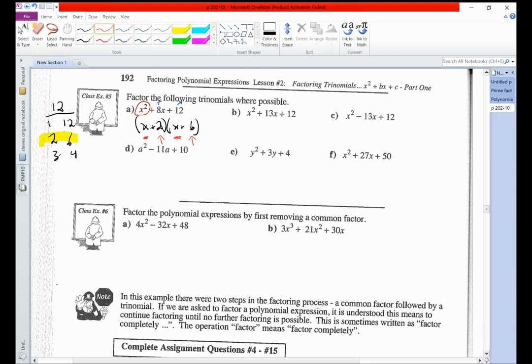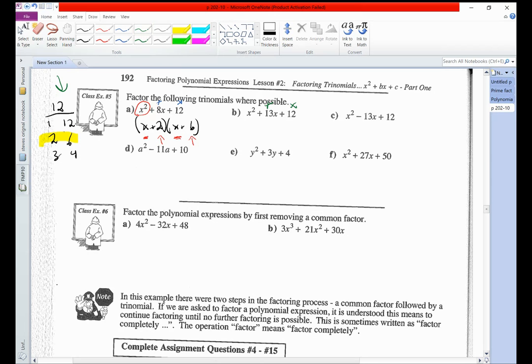Let's try the next one. We are looking for two numbers that multiply to positive 12 and add to positive 13. Luckily, we've already done a multiplication chart for positive 12 over here. So now we just need to look through those three sets of factor pairs and figure out which one matches. So I'm looking for two numbers that add to 13.